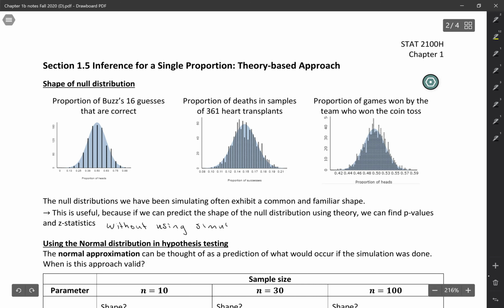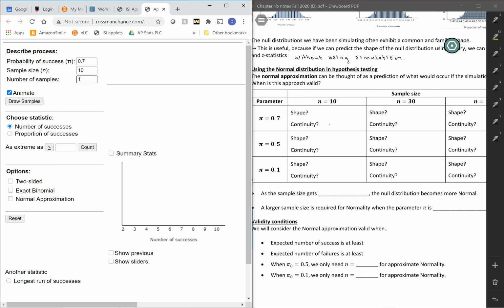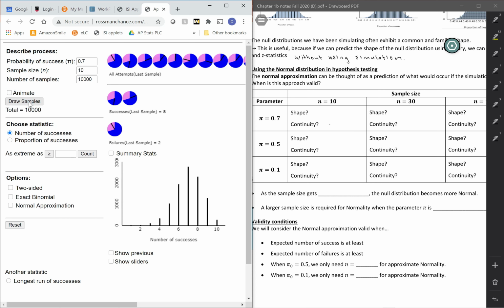Okay, so let's fill out the top row of the table together. So I'm going to change the parameter here to 0.7, and I'm going to change the sample size to 10. And I want to use a nice big number of samples. Let's just go ahead and use 10,000. That way we can get a really good idea of the shape.